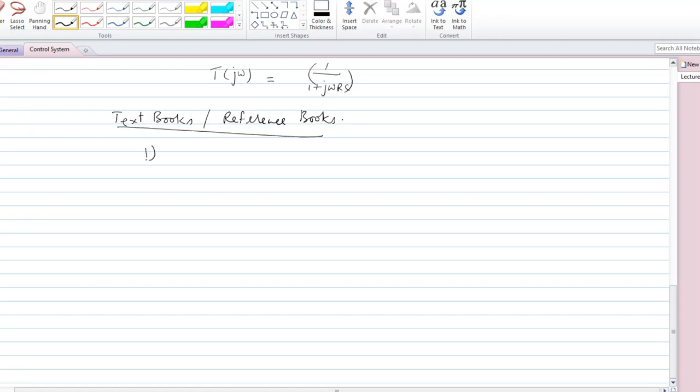That first book is your Control System Engineering by I.J. Nagrath and M. Gopal. This is a very good book here. You can refer to it for most of the syllabus.